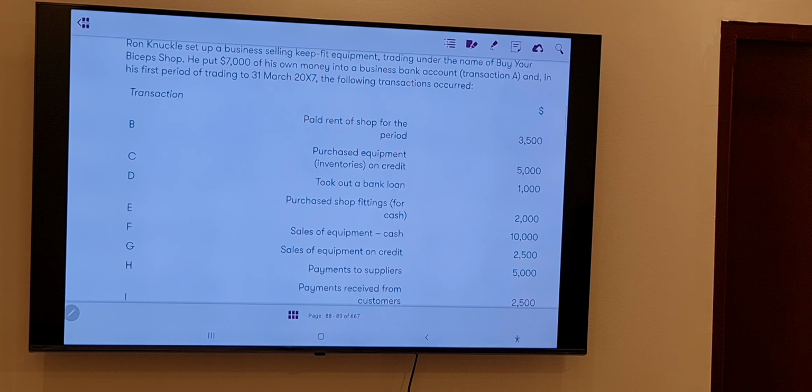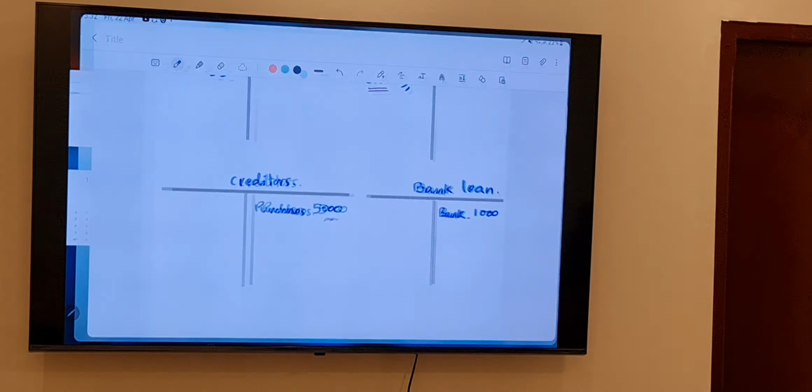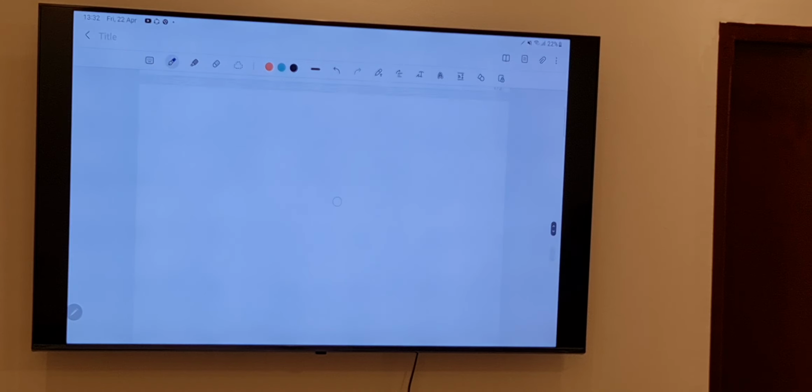Purchased shop fittings. Now, tell me, shop fittings is what? It's a fixed asset. Is it inventory or fixed asset? Fixed asset. And we buy these shop fittings for cash. So, what will happen now? I need to have one account here.